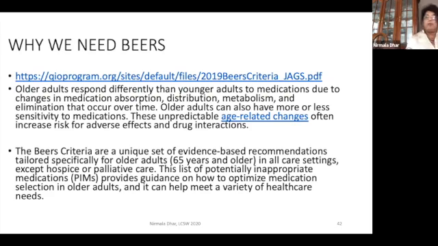Older adults respond differently than younger adults to medications due to changes in medication absorption, distribution, metabolism, and elimination that occur over time because of our aging bodies and less efficient organ systems. Older adults can also have more or less sensitivity to medications. These unpredictable age-related changes often increase risk for adverse effects and drug interactions.